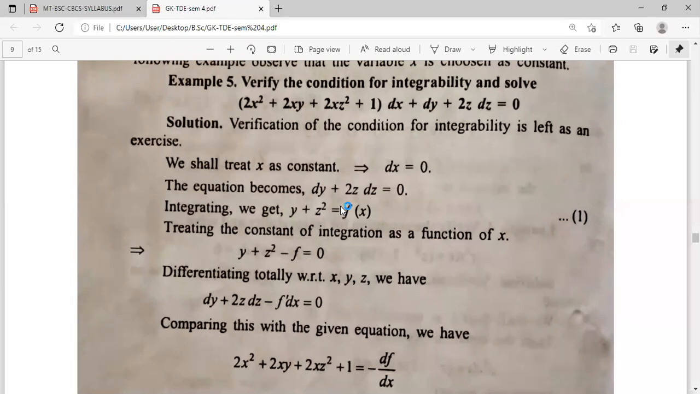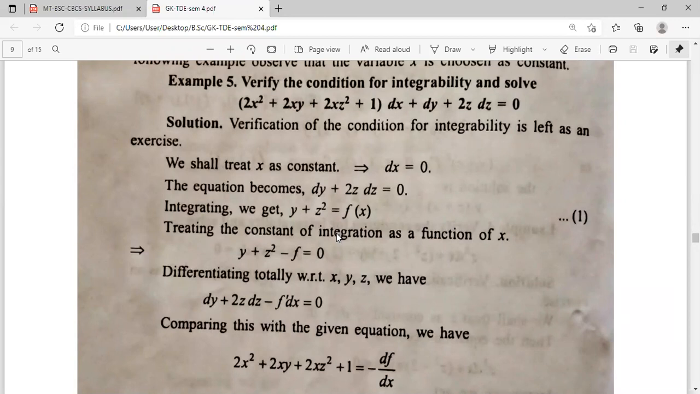In the previous cases you got z as the constant, so there you took a function of z. Now treating the constant of integration as a function of x, you can write y plus z square minus f equal to 0. F in the sense f of x, because there is no need to write f of x here. If you write f, that itself indicates that f is a function of x.